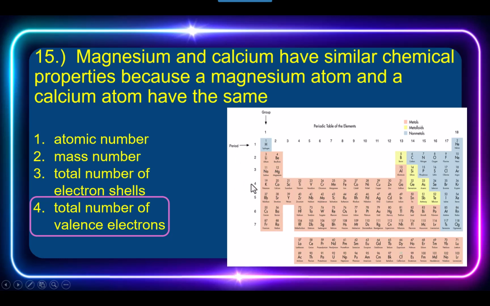So the periods have the same number of electron shells, and the groups have the same total number of valence electrons. Everything in the first group has 1 valence electron. Everything in the second group has 2 valence electrons, and so on.